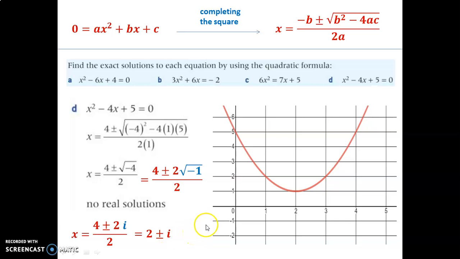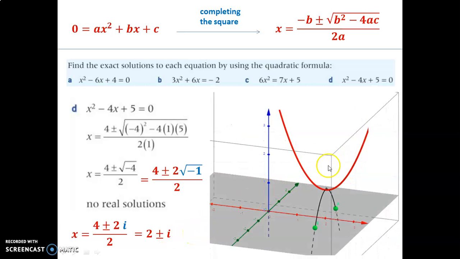Let's take a look at what that looks like on a graph. So here is the red graph. That is our original parabola graphed. The blue axis and the red axis are our normal x-axis and y-axis. So when that's graphed there, notice the graph is floating above the x-axis, and that shows us there are no real solutions. It does not intersect the x-axis.